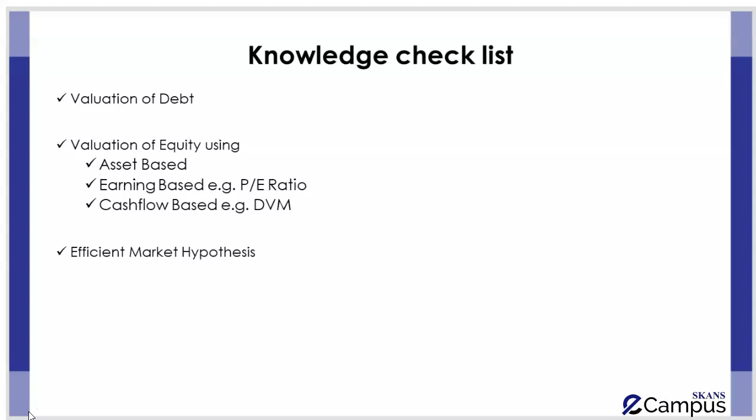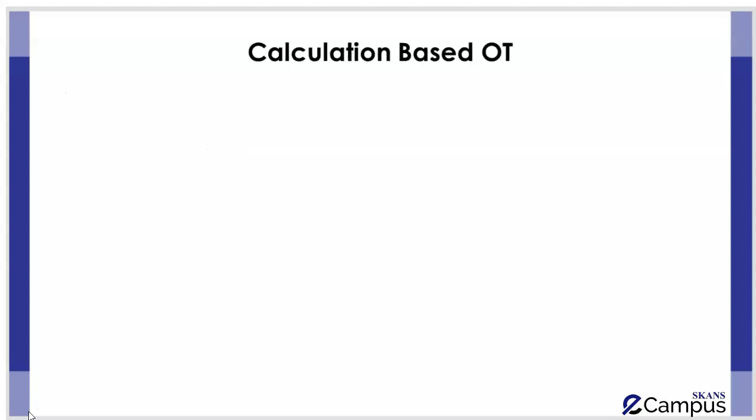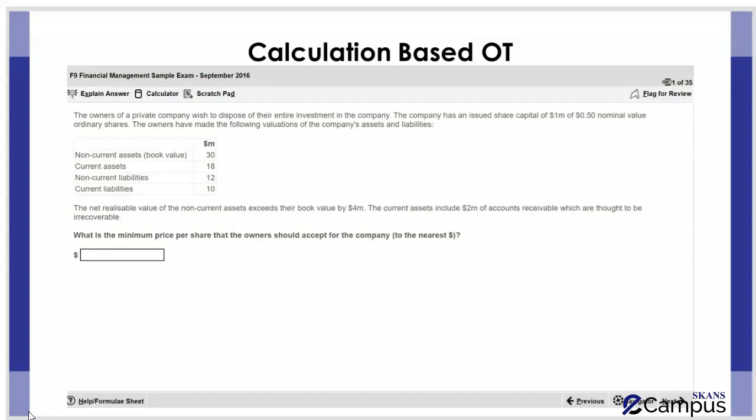Now, this is a section in which there is a high chance that only objective tests and OT cases will be examined. So, for exam technique purposes, I've only included objective tests and OT cases. So let's see, when a calculation based objective test arises, how are we going to perform it? Here is an example of an objective test that may appear on your screen.